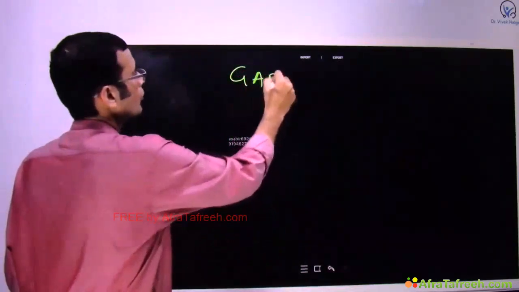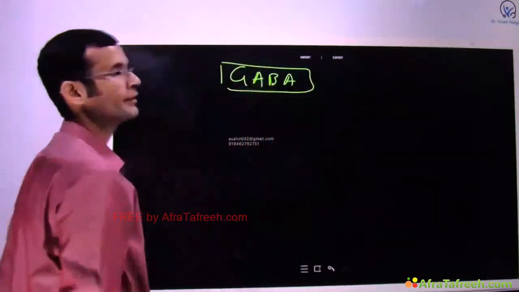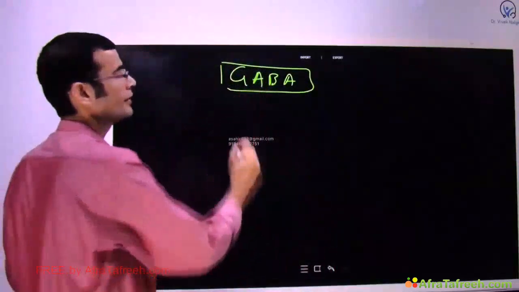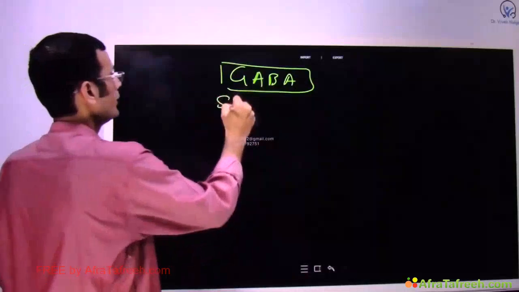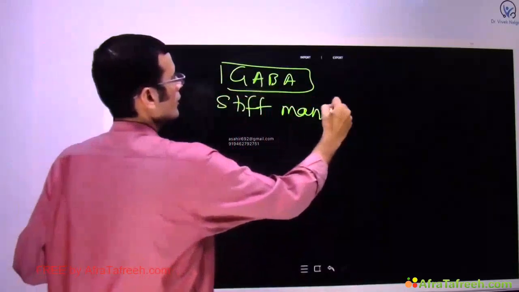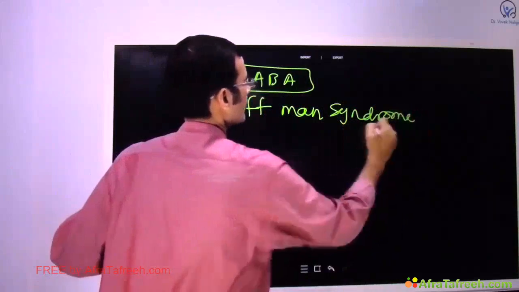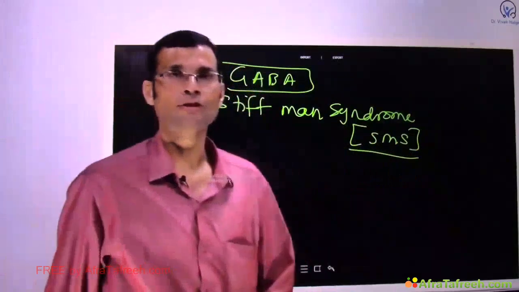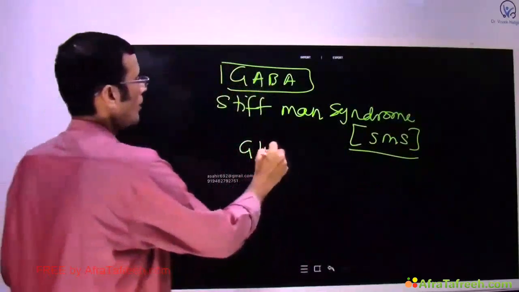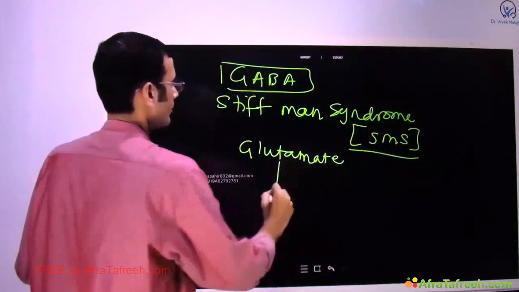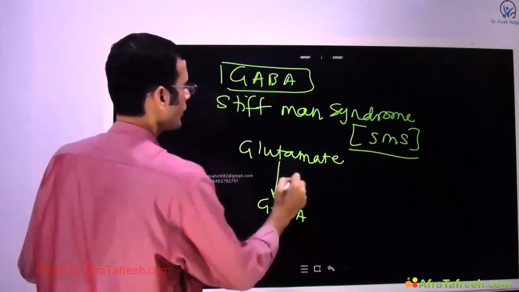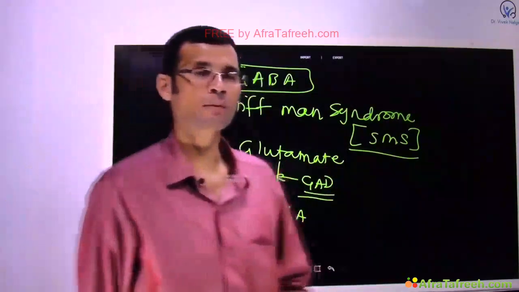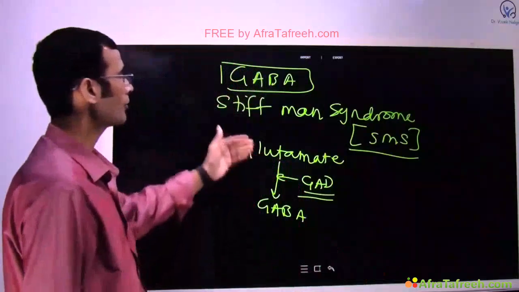Let us see one more neurotransmitter, GABA, the commonest inhibitory transmitter, and a disease related to its defect, called stiff man syndrome, SMS. Now, what is the basic pathophysiology? You know, GABA is formed from glutamate by the action of an enzyme called glutamate decarboxylase, GAD, which forms GABA from glutamate.